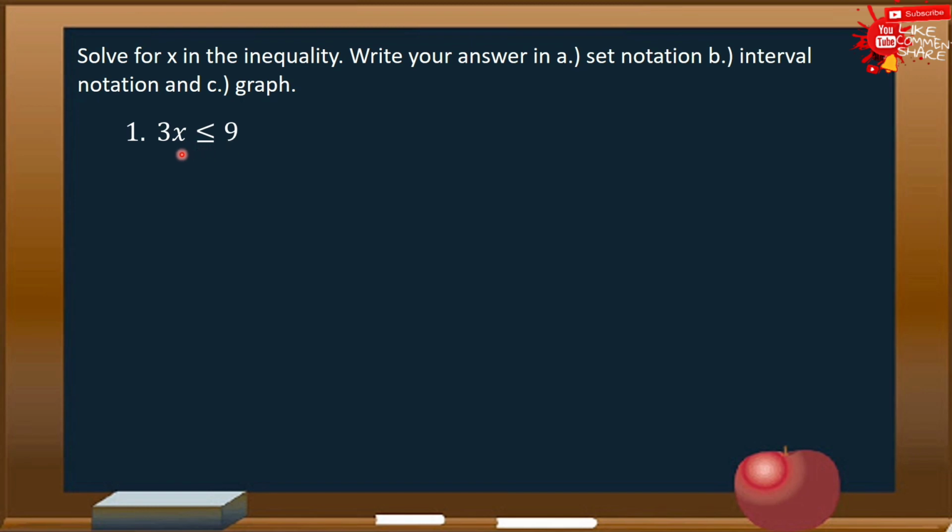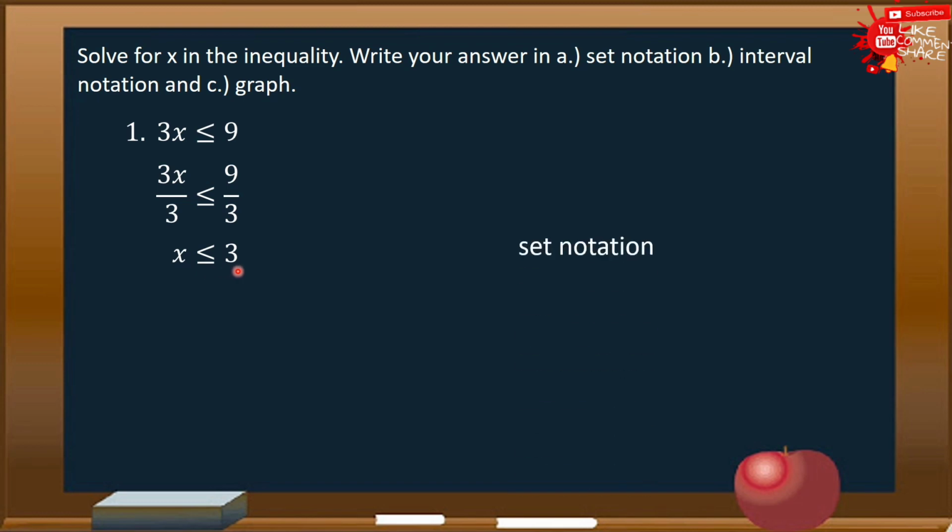So divide both sides of the inequality by the numerical coefficient of the variable, which is 3. So we will divide both sides of the inequality by 3. So we have here 3x over 3 is less than or equal to 9 over 3 or 9 divided by 3. Then let us simplify. So we have here 3x divided by 3, which is equal to x, then is less than or equal to, and then 9 divided by 3 is 3. So we have now the solution, x is less than or equal to 3.